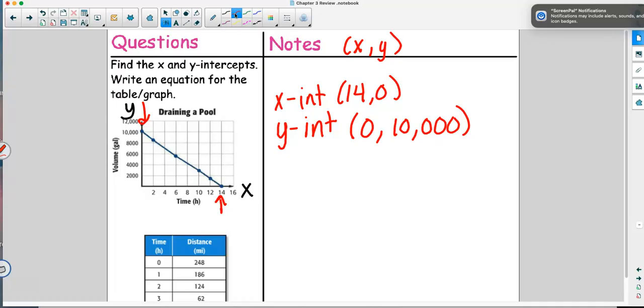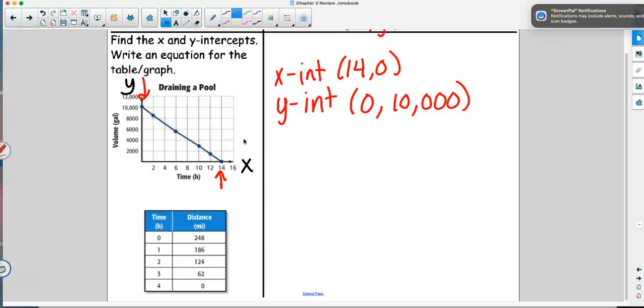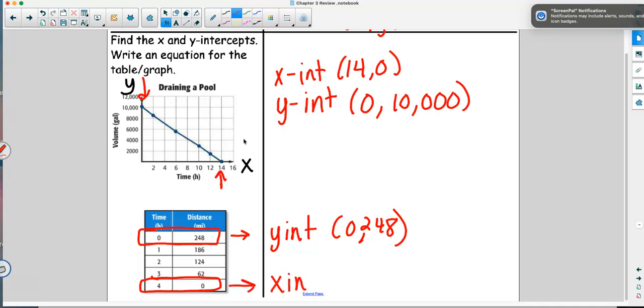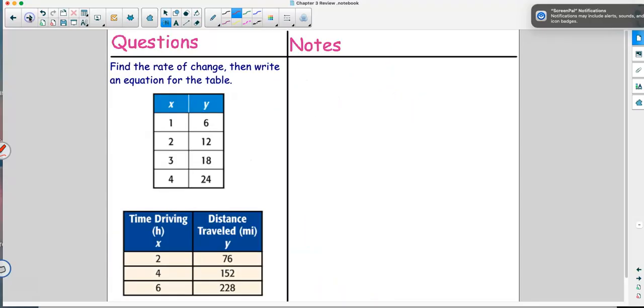We can also look at them in a table. We want to look where 0 is. This is our y-intercept because x is 0, y is our number. And this would be our x-intercept because y is 0 when x is 4. You can also look at it as 4 is in the x column, so that's our x-intercept, and 248 is in the y column, which is our y-intercept.